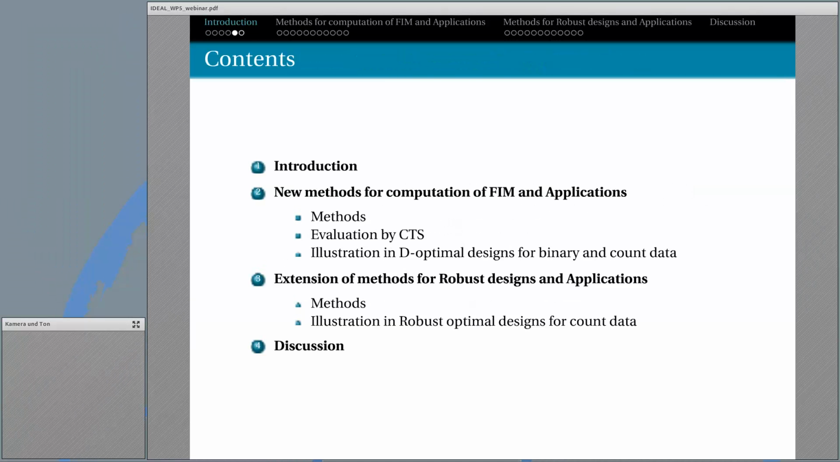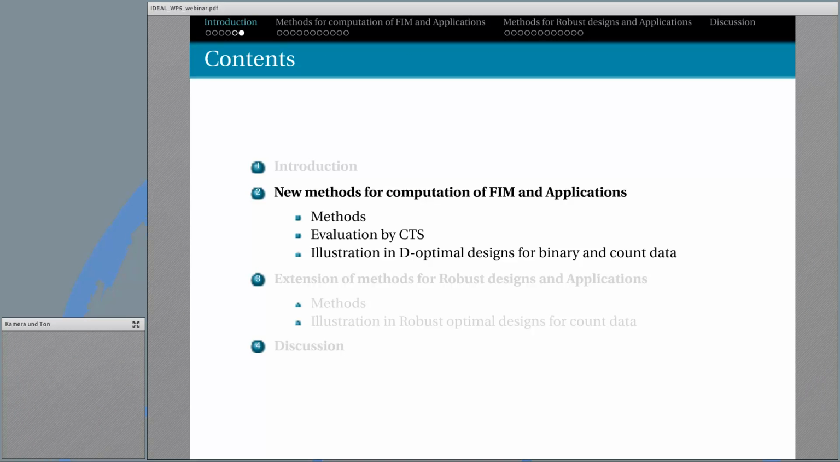So I now move to the second part, where I will show you briefly how we compute this new FIM, but mainly show you the results compared to a clinical trial simulation, and the results using this approach for doing optimal design for a binary example and for a count data example. In both cases, it's linear mixed effect models for longitudinal data.